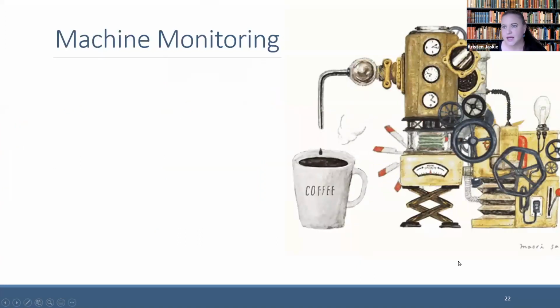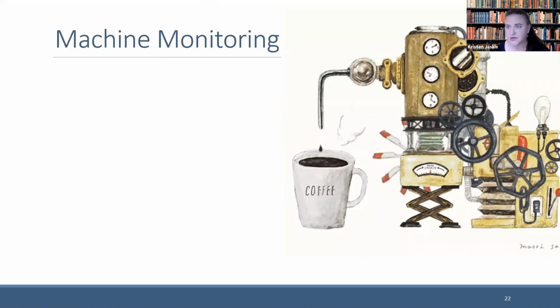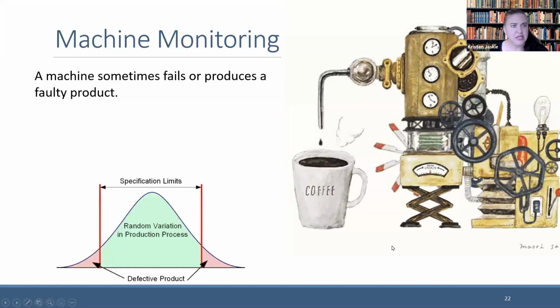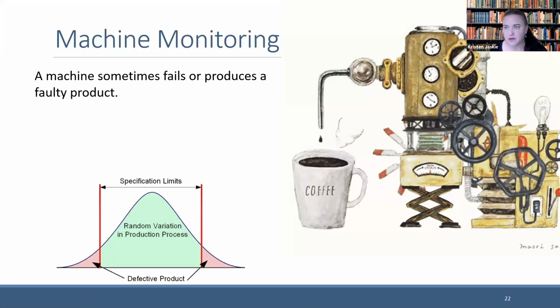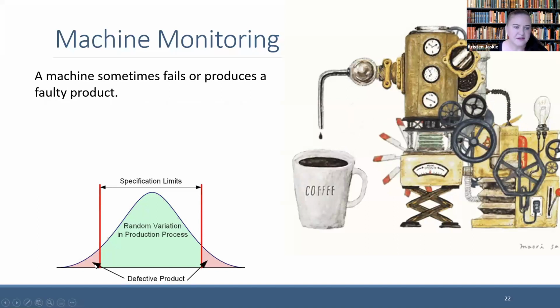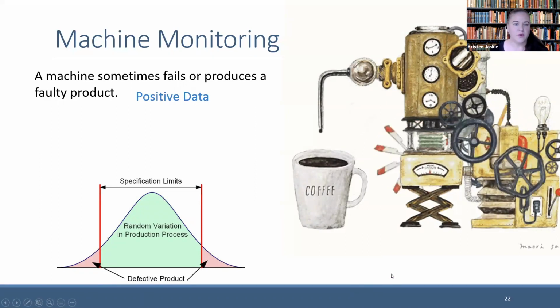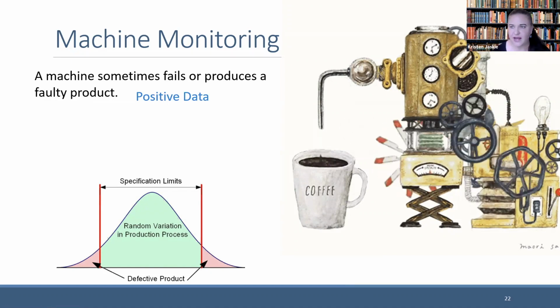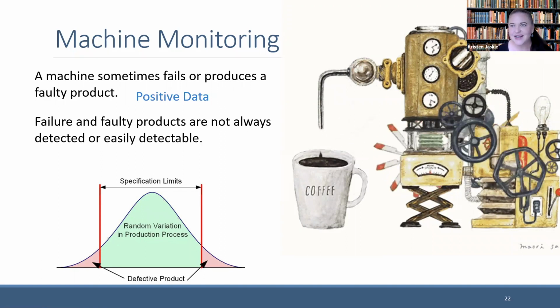Machine monitoring. This is a big one in manufacturing. This is a big application in many different fields. The idea is we have a machine that sometimes fails or produces a faulty product. And sometimes the defective product in particular can be difficult to detect. So when we detect that a faulty product has been created or that the machine has failed, we can call that a positive, a known positive. We've found a fault.